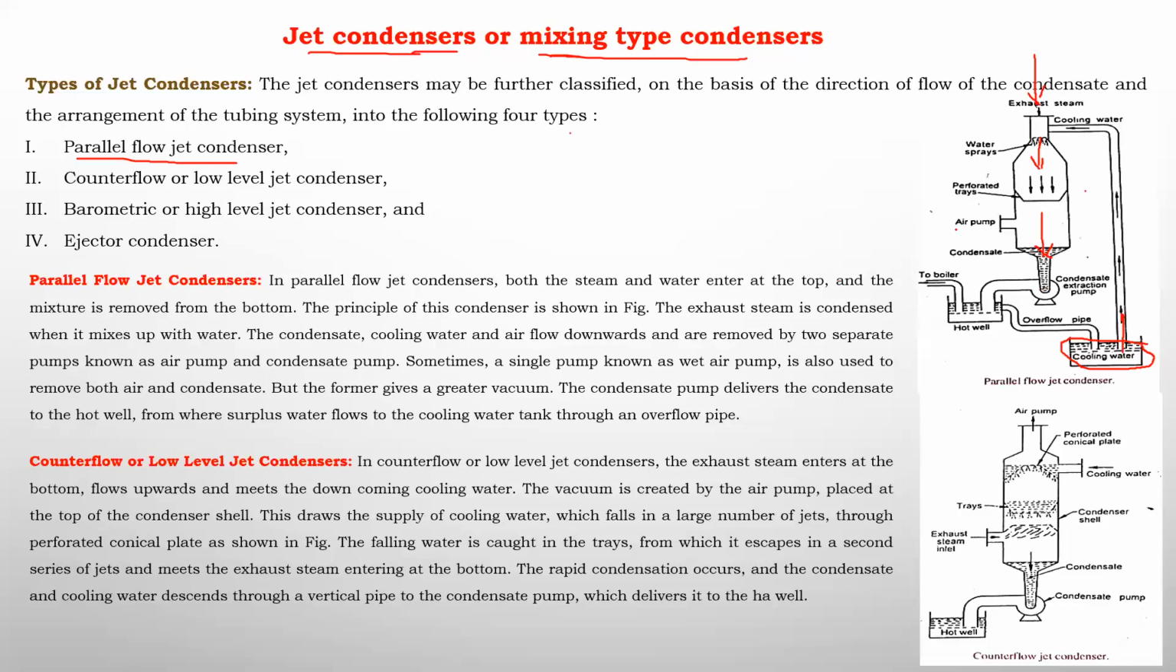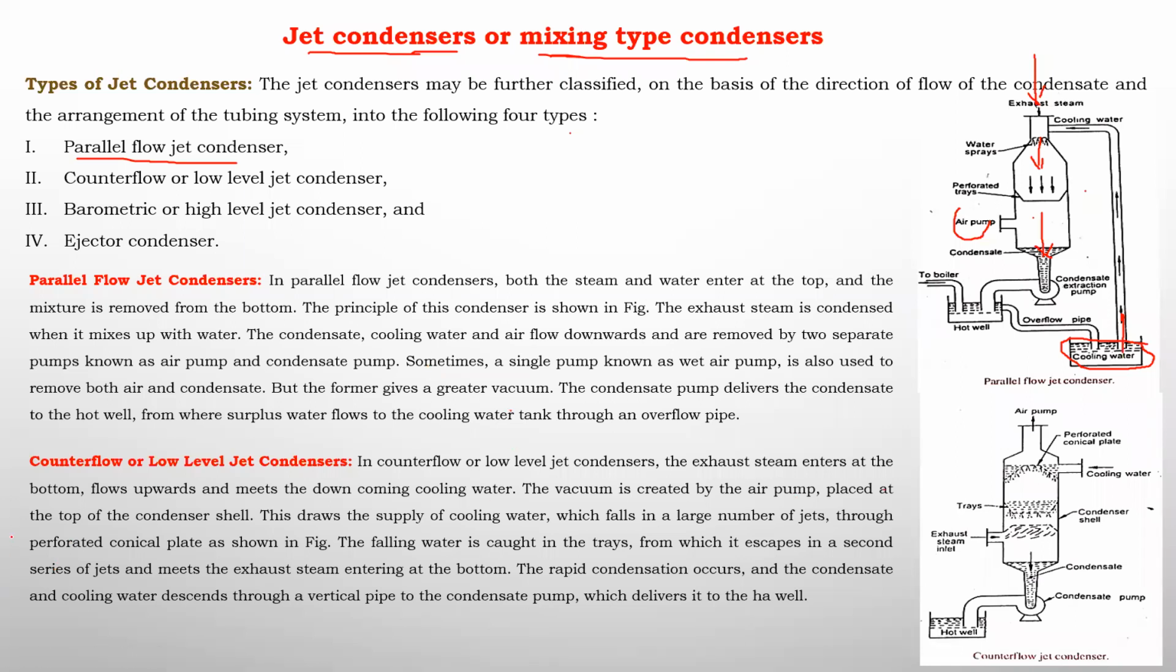And why is an air pump required here? Air pump is required because here the water is collected from the atmosphere, or from the river, or from the cooling tower, and the water may have some dissolved gases in it. These dissolved gases have to be extracted outside. For that purpose, an air pump is used, which creates a suction here. This is called the parallel flow jet condenser.